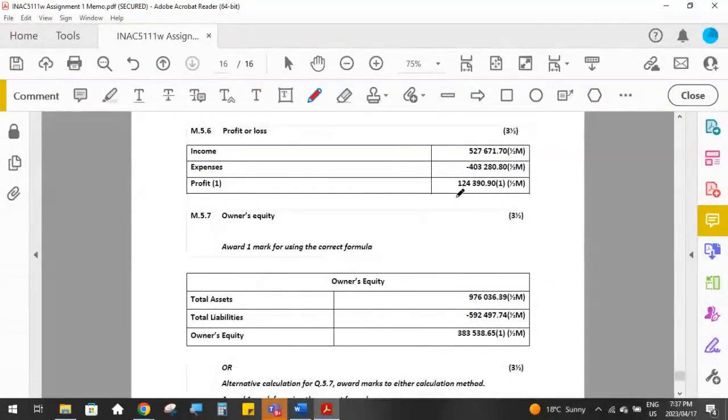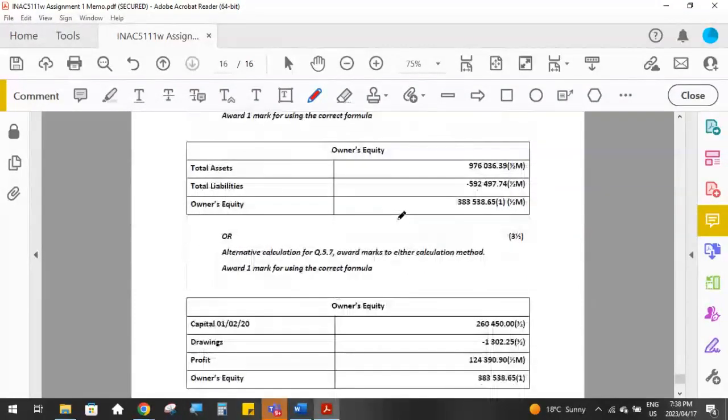And then your profit or loss, a lot of you didn't get this correct rand value, but you still got the 3.5 marks because you correctly said income minus expenses equals profit. So as long as you took whatever answer you got for income in 5.1, and whatever answer you got for expenses in 5.1, and you deducted them from each other, then you would have got the 3.5 marks, because that's method marking.